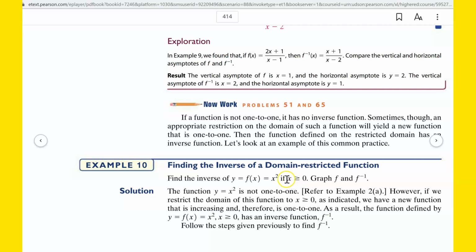In other words, if we just look at x greater than or equal to 0, it means we're just looking at the right half of the parabola. So the right half of the parabola, if we just eliminate the left half, would be a 1 to 1 function on that interval.